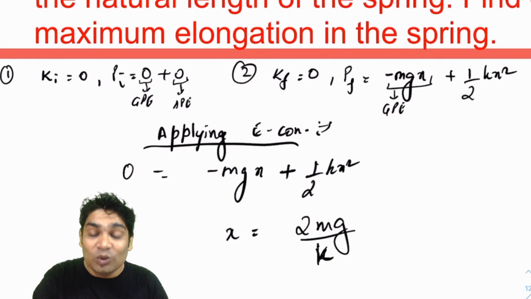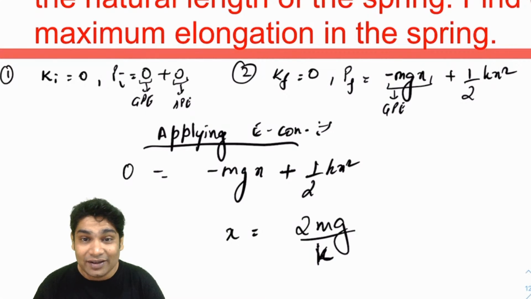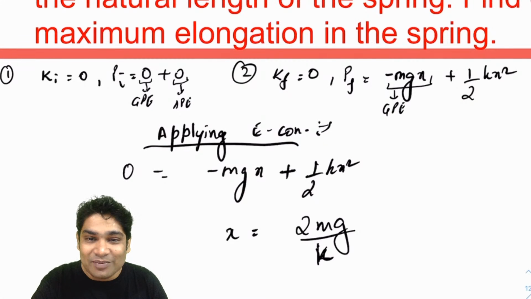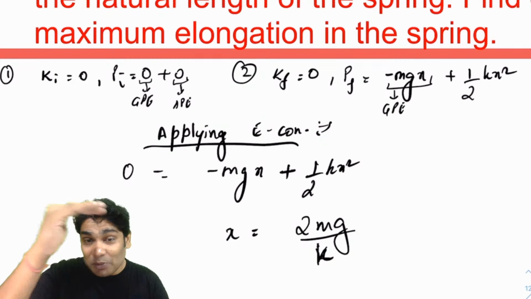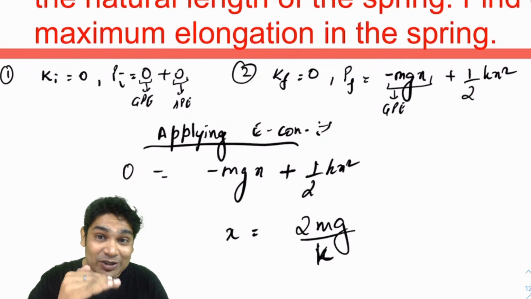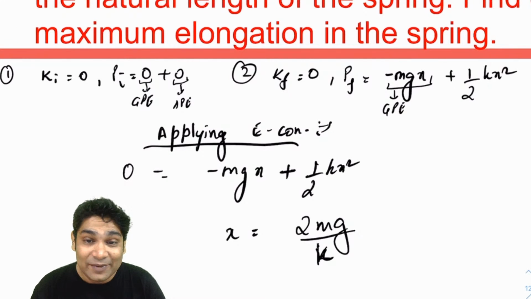Pawan, you had written a root. So the root is of course not there. The 1x gets cancelled, right? So x is 2 mg by k. Now if you remember your SHM equations, you will also remember that in SHM also this block will eventually start performing SHM. So the mean position would come when the net force is 0. At mean position, the elongation has to be mg over k.